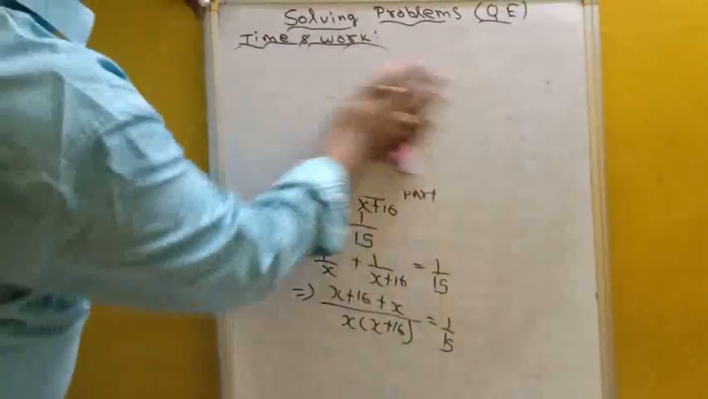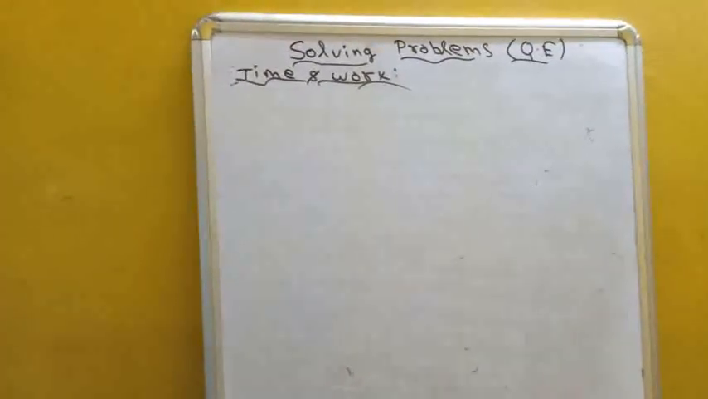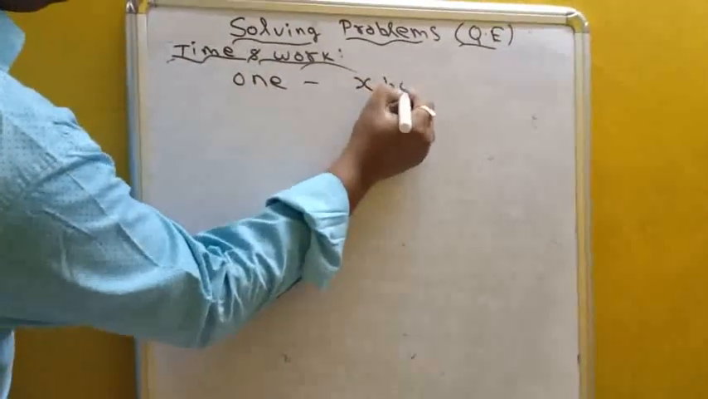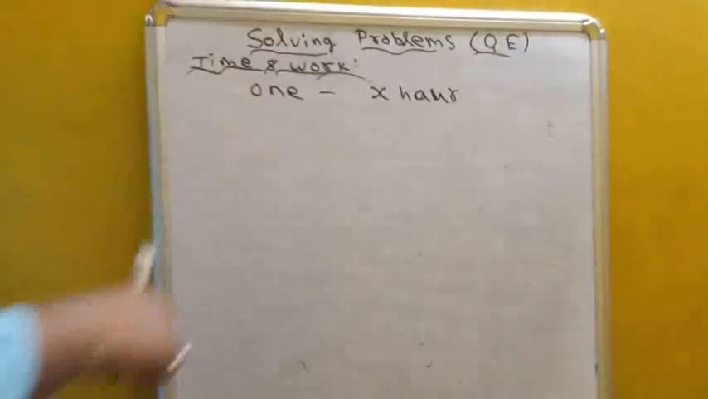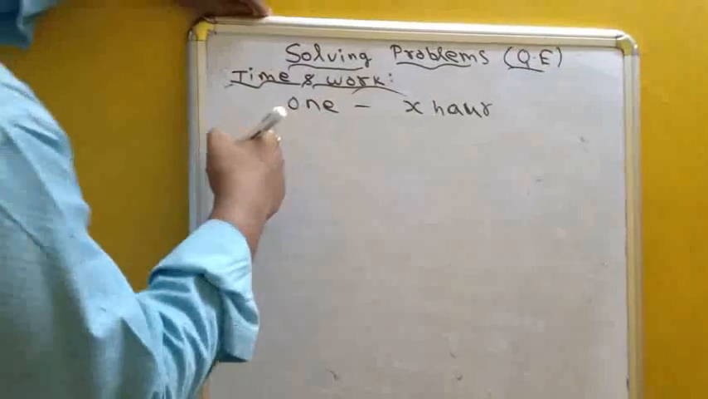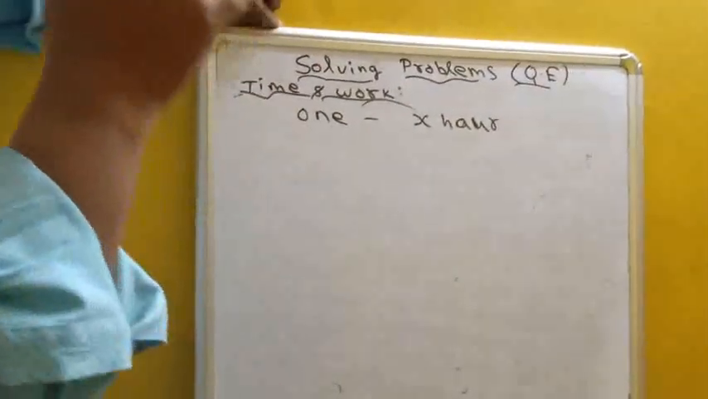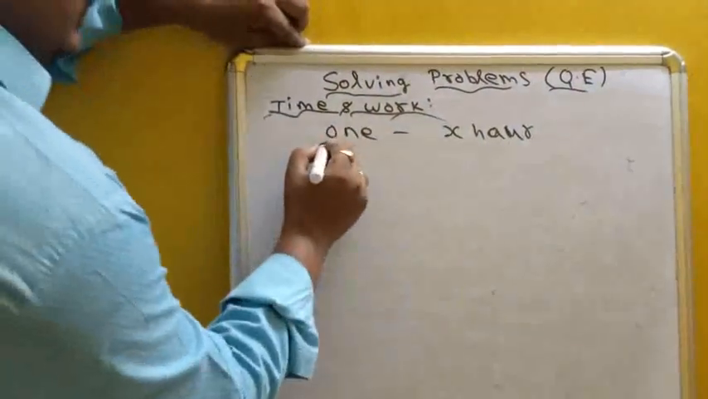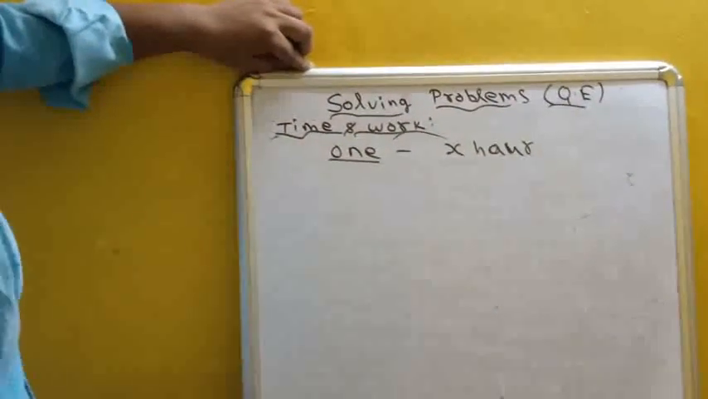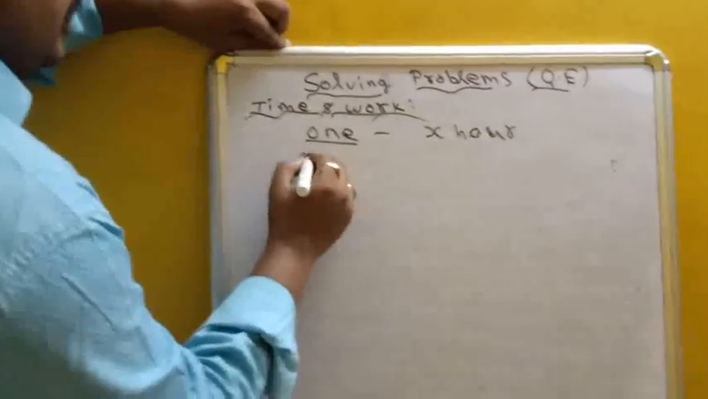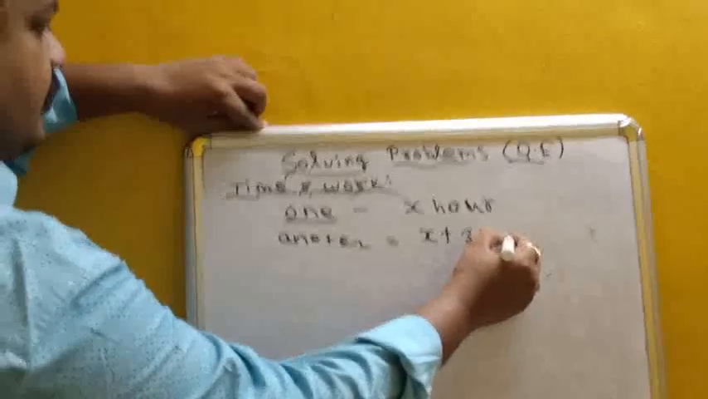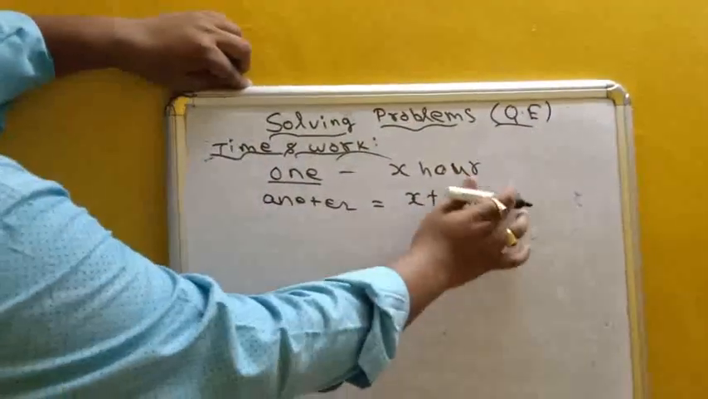2 pipes are there. One fills up in x hour, another one is 3 hour less than that. I have taken 2 pipes, one can fill up a tank in x hour, another can fill up in 3 hour less. So I take 1 pipe can fill up in x hour, and another one equals x plus 3 hour I have taken. If you take x minus 3 also, it's okay, no problem.